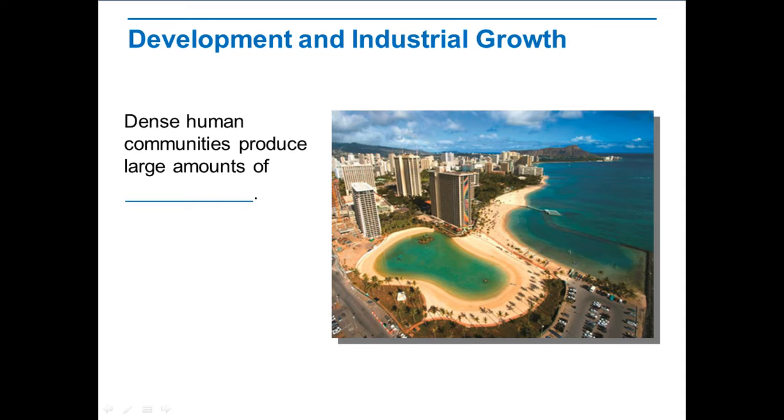Dense human communities produce large amounts of wastes. If these wastes are not disposed of properly, they can affect air, water, and soil resources. Development consumes farmland and divides natural habitats into fragments. Human society was transformed by the Industrial Revolution of the 1800s. Today, industry, science, and technology provide us with the conveniences of modern life, from comfortable homes and clothes to electronic devices for work and play.